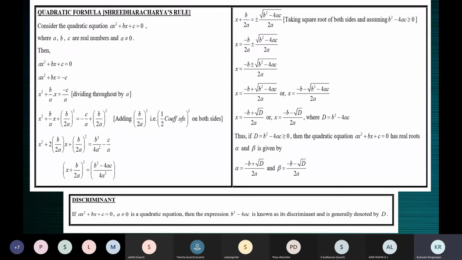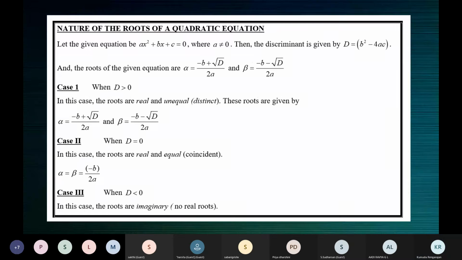Then once we derive the quadratic formula, we understood the nature of the roots. Who decides the nature of the roots of the equation? The discriminant, the value of b square minus 4ac. The value of b square minus 4ac determines the nature of the roots of the equation.